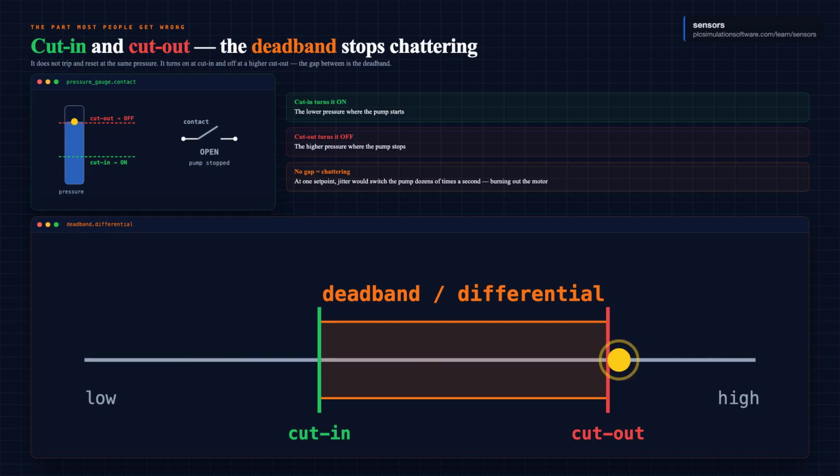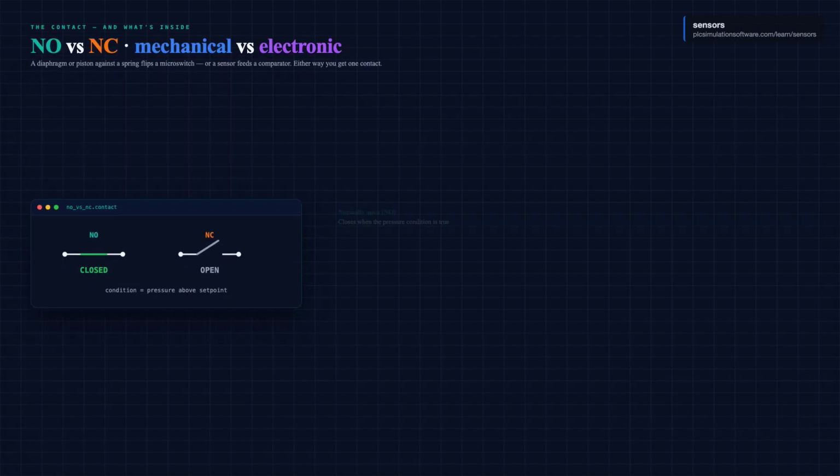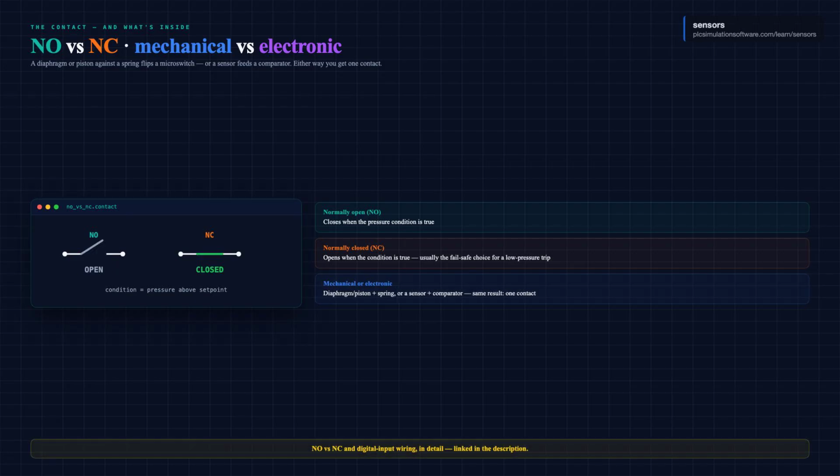Now, the contact itself and what is inside. Mechanically, a pressure switch is usually a diaphragm or a piston pushing against a spring. Across the set point, the spring gives, and a little microswitch flips. Electronically, it is a pressure sensor feeding a comparator that does the same thing in silicon. Either way, you get a contact, and that contact is either normally open or normally closed. Normally open closes when the pressure condition is true. Normally closed opens when it is true.